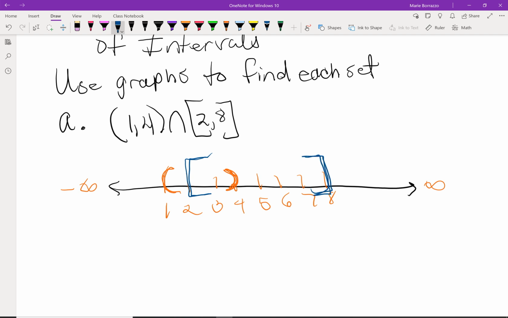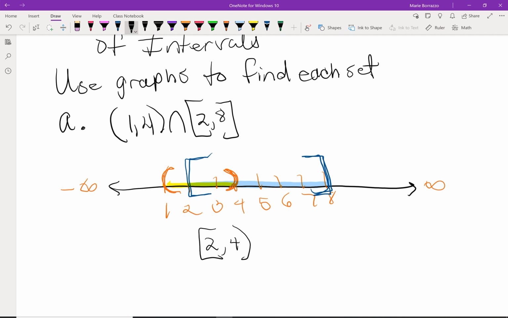So now what I want to do is highlight all of the 1, 4 in yellow. And let's use the light blue to highlight all of the values between 2 and 8. Now, do you notice that between the 2 and 3, the yellow and blue make the green? So that is your actual answer in this case. Your actual answer is that overlap area where you have 2 inclusive, 4 not inclusive.